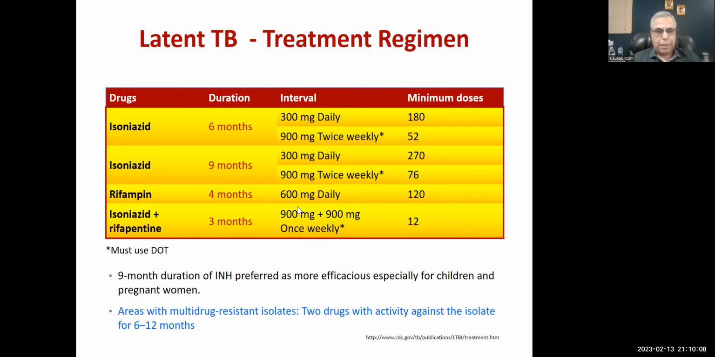Rifampicin for 4 months, which is 600 milligram daily. So 4 months is equal to 120 days. Or this is for 3 months, which is once weekly. All right, this combination is once weekly, 900 milligram plus 900 milligram. So once weekly, 12 weeks is equal to 3 months, right? So this you have to memorize.